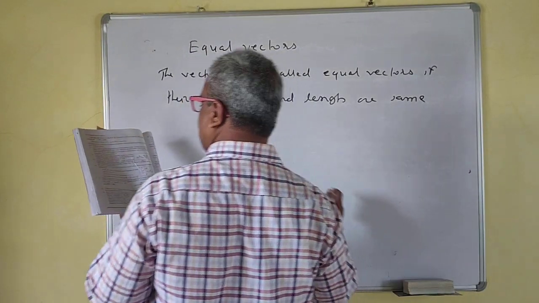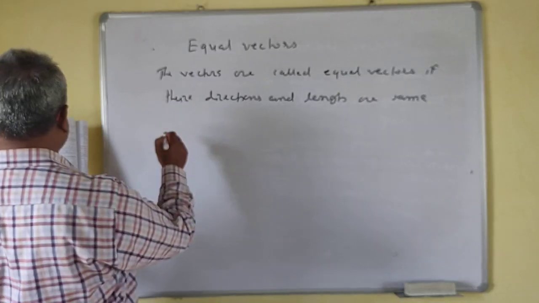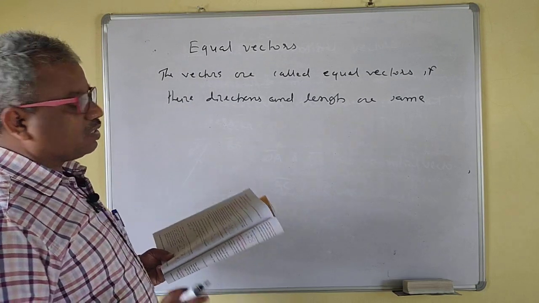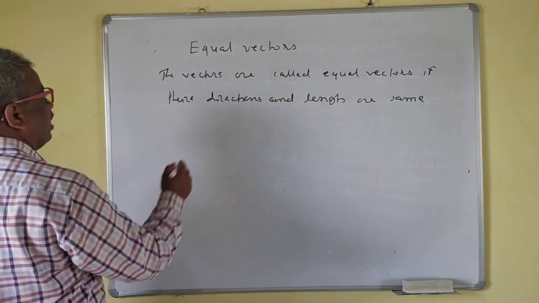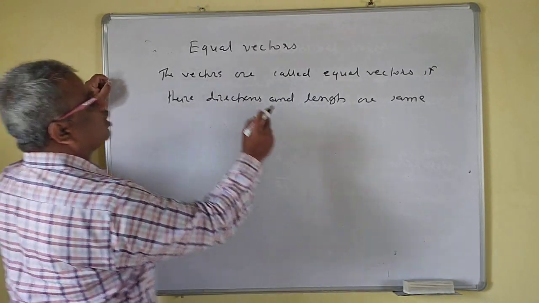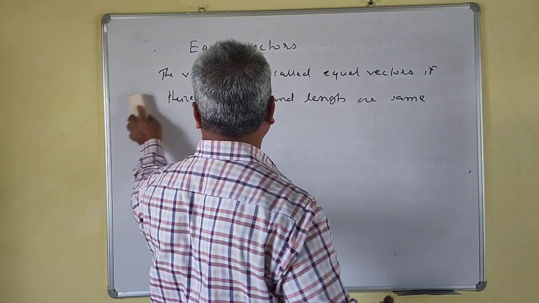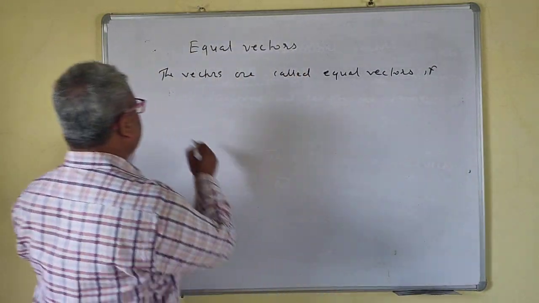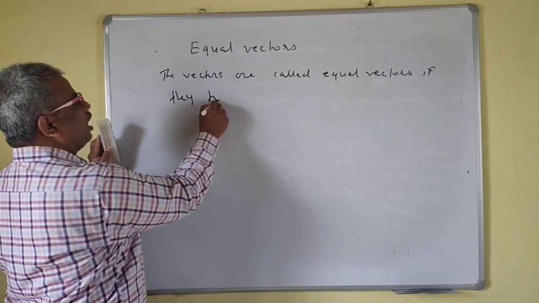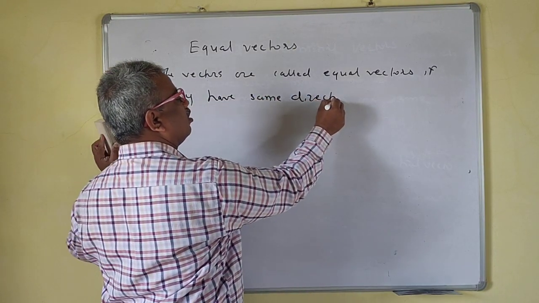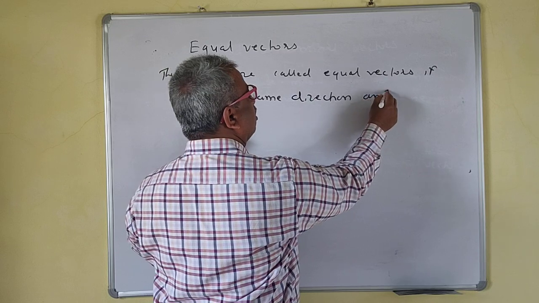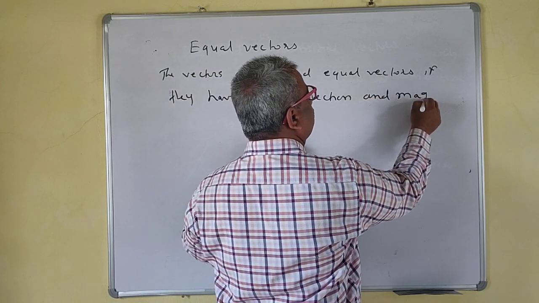Okay, so we will also write what? Two vectors are said to be equal vectors if they have the same direction and magnitude, right? So we can write the definition also. Simple definition: two vectors are called equal vectors if they have same direction and magnitude.